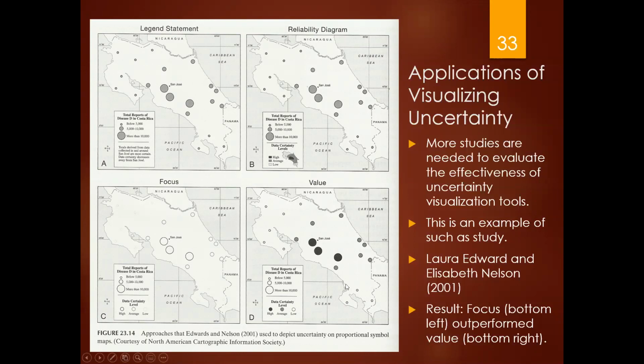My personal opinion, I think the last one is the best one. The size of each circle is for the actual number of cases, right? And the saturation of each circle is for uncertainty. If it is fully saturated, it means that the data is very reliable and the uncertainty is low. But according to the result of this research, the bottom left outperformed what? Outperformed the bottom right.